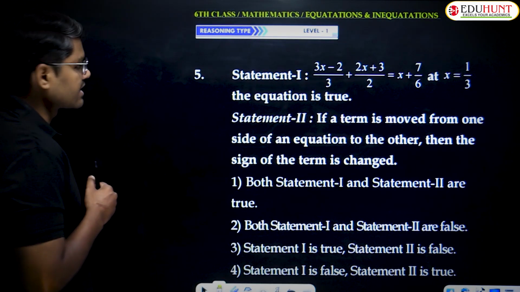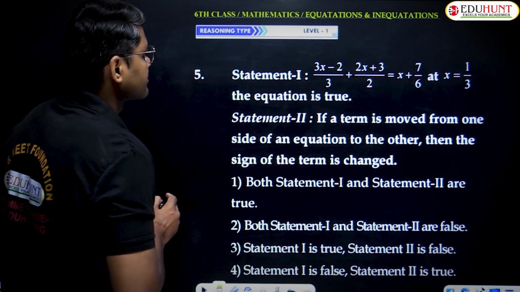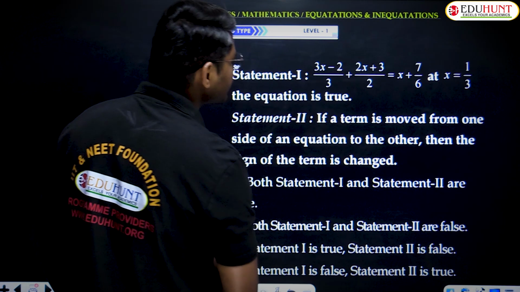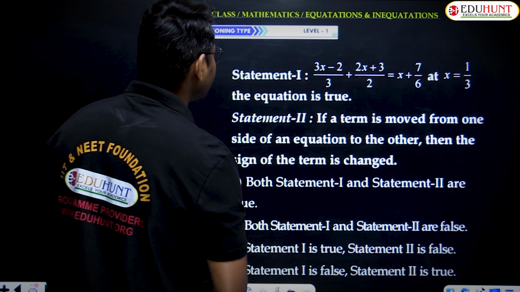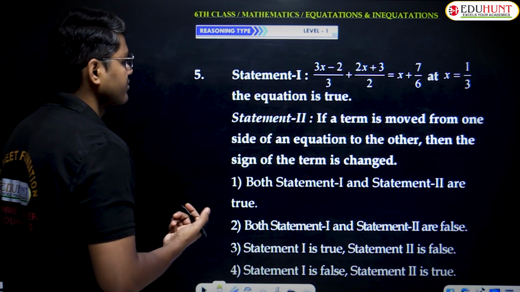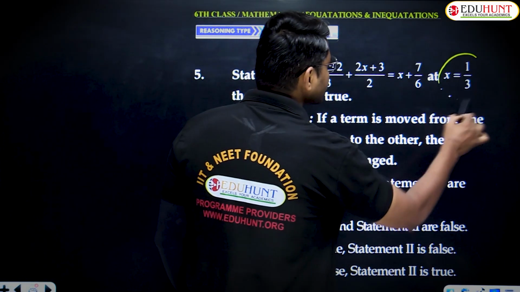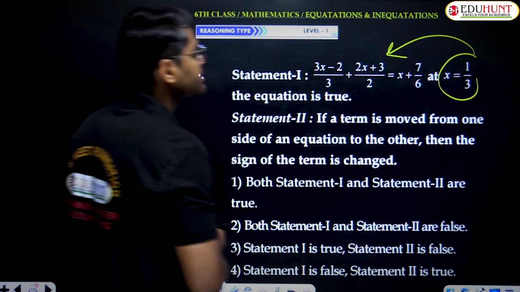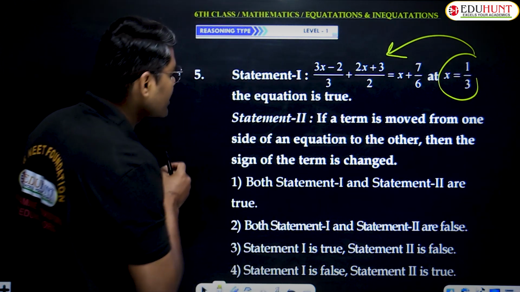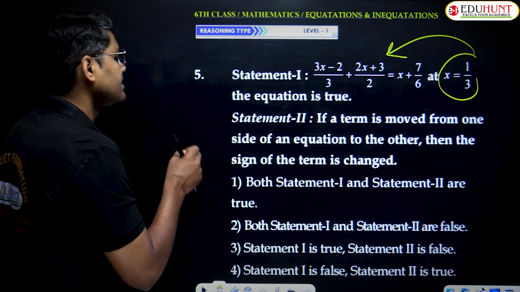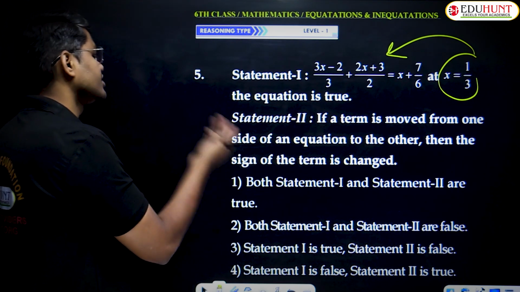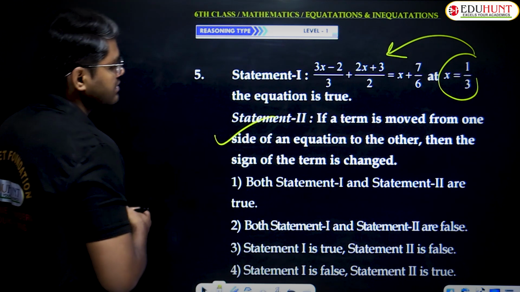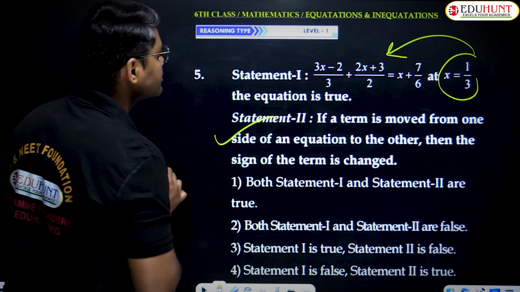Let's see this question, reasoning type. Statement 1: 3x minus 2 by 3 plus 2x plus 3 by 2 equal to x plus 7 by 6 at x is equal to 1 by 3. At x is equal to 1 by 3, this equation is true. That is the statement 1. In statement 2, if a term is moved from one side of an equation to the other, then the sign of the term is changed. Yes, this second statement is true. First statement is also true or false, we have to check.